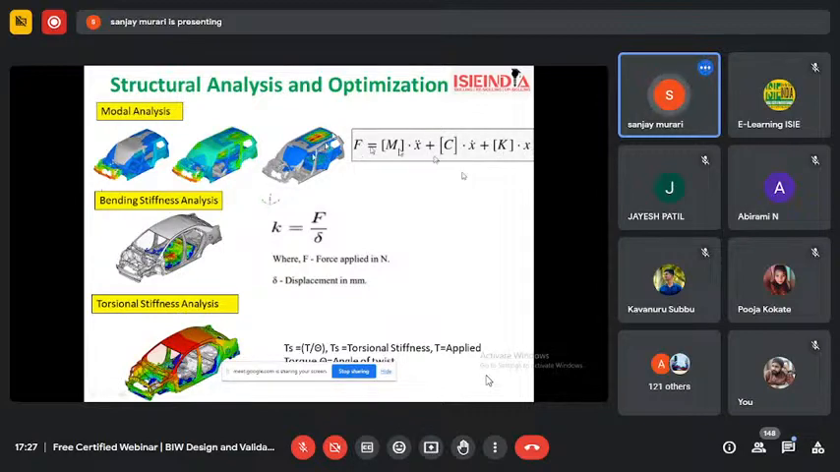So what do we get from the natural frequency and the mode shapes? From the mode shape, we get to know the type of vibration and in which direction it is vibrating. In the first slide, the front part of the BIW vibrates in the lateral direction, and the roof is oscillating.